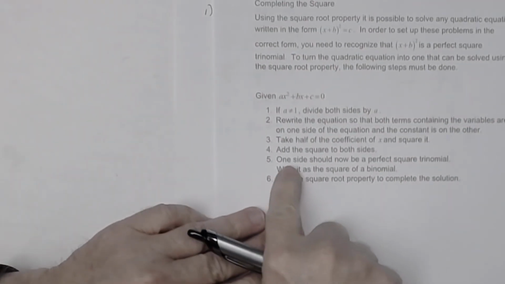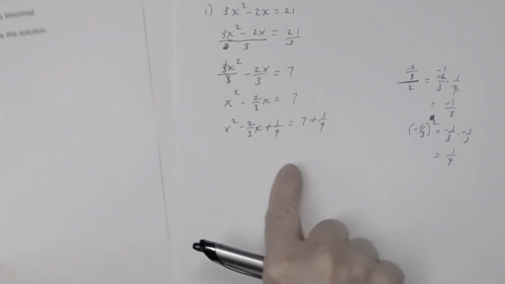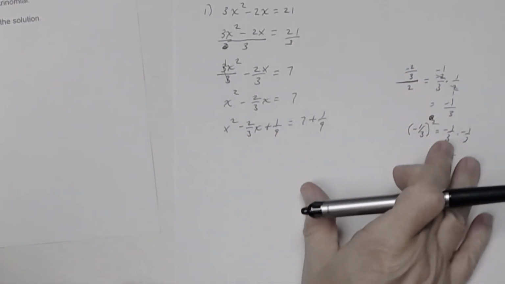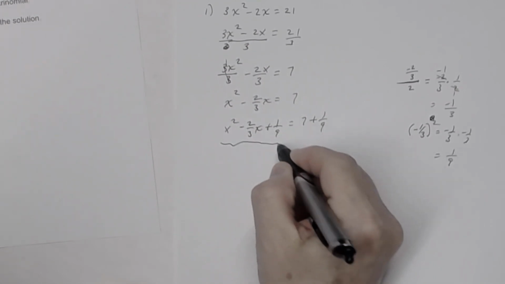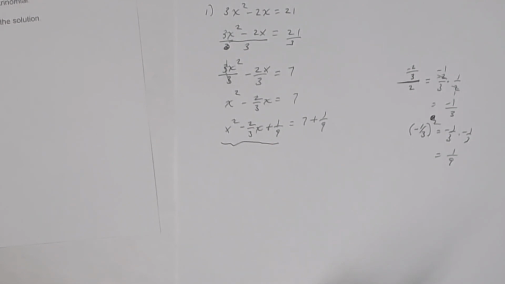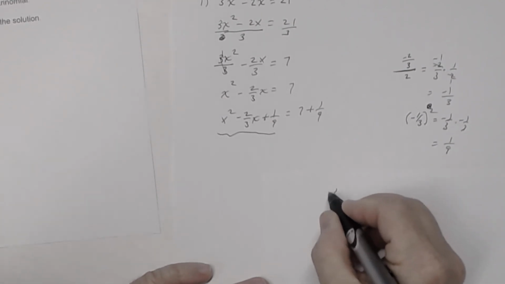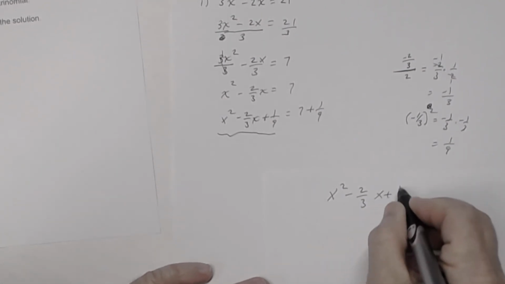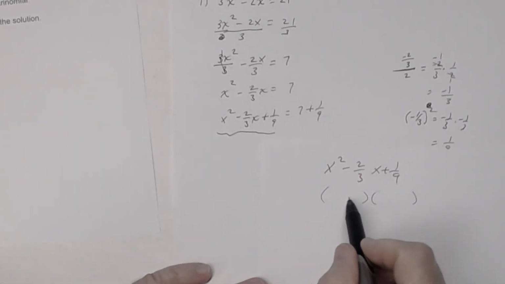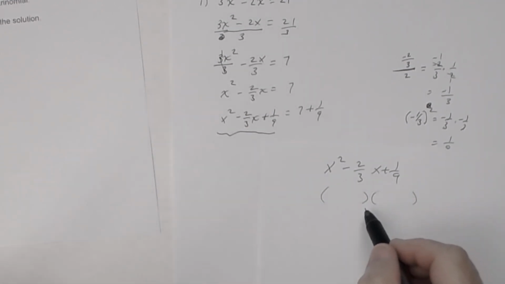Step 5. One side should now be a perfect square trinomial. So you're going to write it as a square of a binomial. So this trinomial right here, if you did all this work correct, then this trinomial should be a perfect square trinomial. And a perfect square trinomial means that when you factor it, so if I factor this as 2 binomials, what's going to happen is that these binomials are going to be identical. So let's do that trial and error, that reverse FOIL.